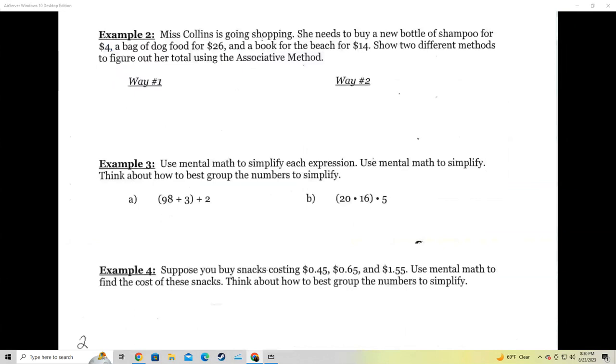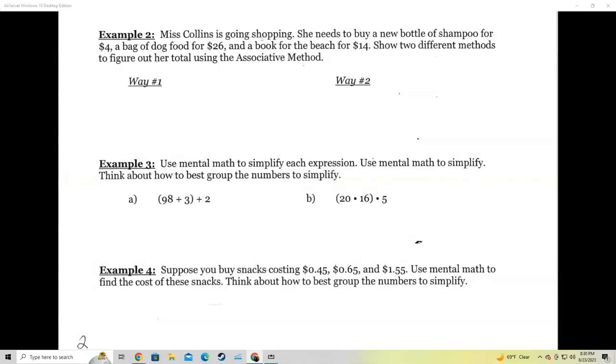All right, guys, 3 more examples, and we will be done. It says, Miss Collins is going shopping. She needs to buy a new bottle of shampoo for $4, a bag of dog food for $26, and a book for the beach for $14. Show 2 different methods to figure out her total using the associative method.